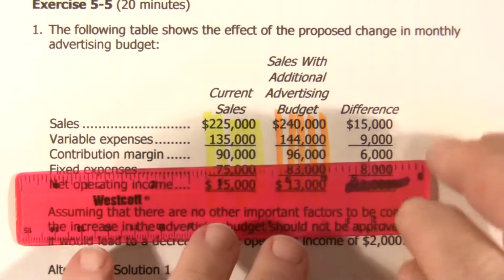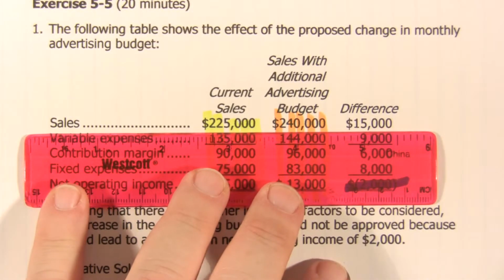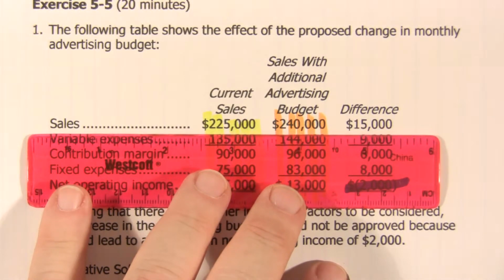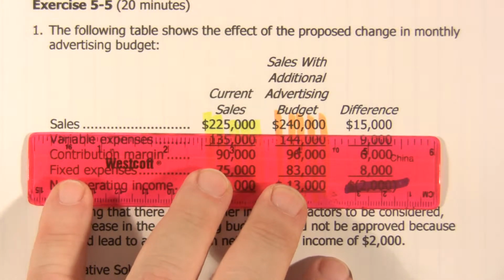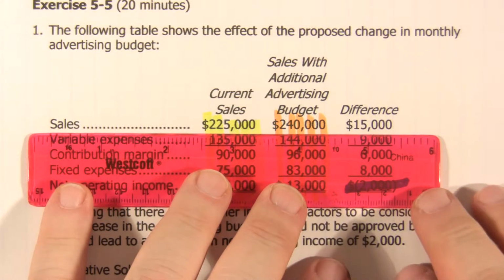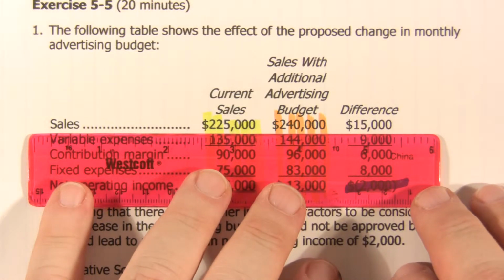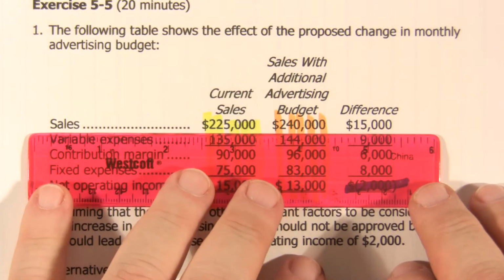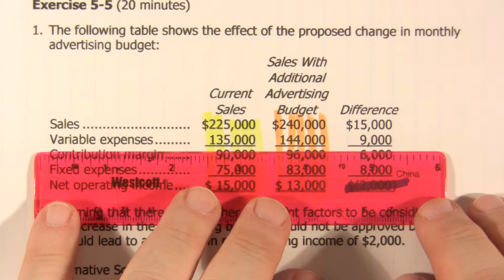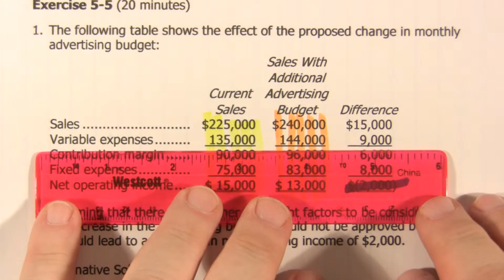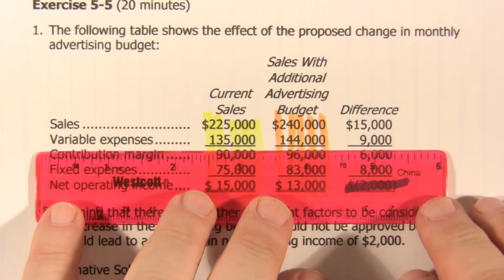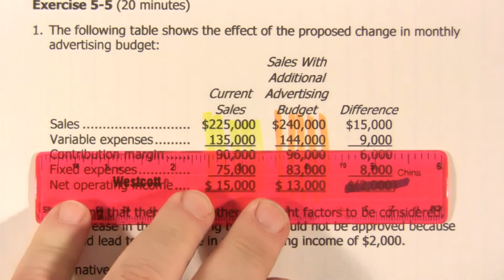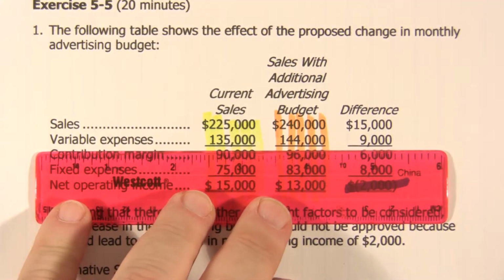So this shows our sales with the additional budget, because it says that if we take this $8,000 expense, we'll increase our sales by $15,000. So we go from $225 to $240. Our variable expenses will go up by the same amount per unit, because we're going to be making 10% more units.